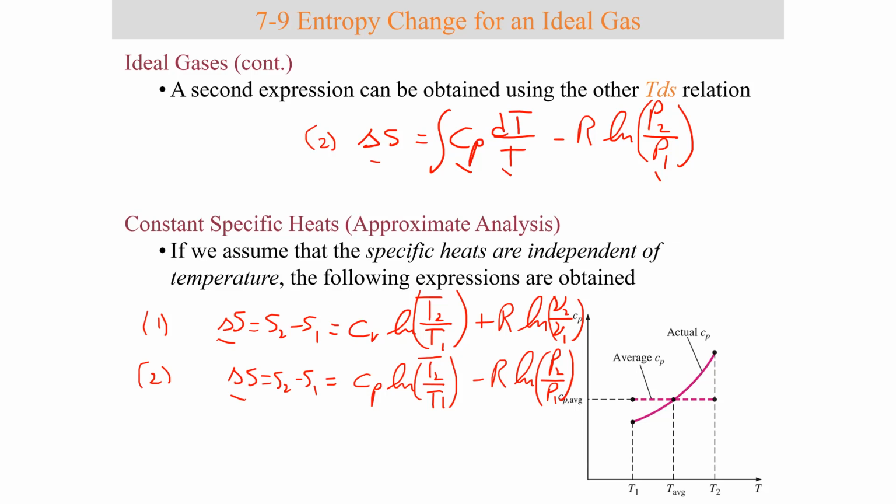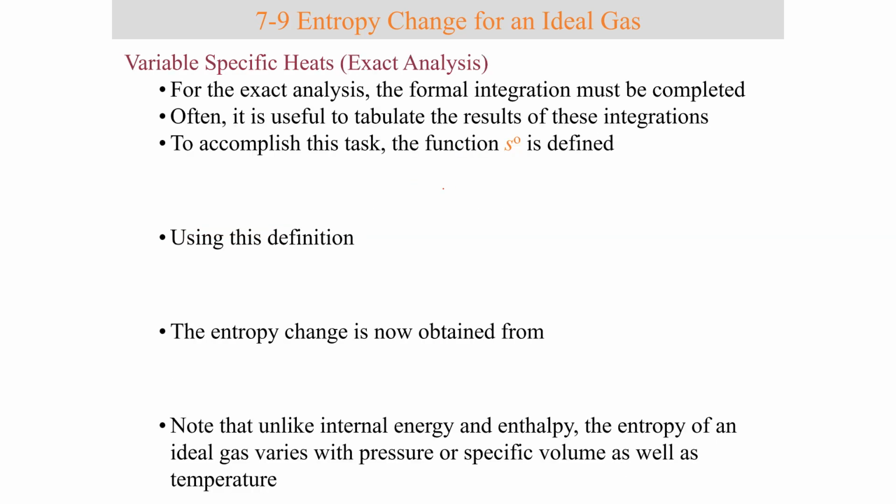Now that is for constant specific heats. What if we have variable specific heats? Remember, variable specific heats means we assume and account for the fact that the specific heat changes with temperature. How does that change things? Well, in order to quantify that, I'm going to go ahead and define a function.